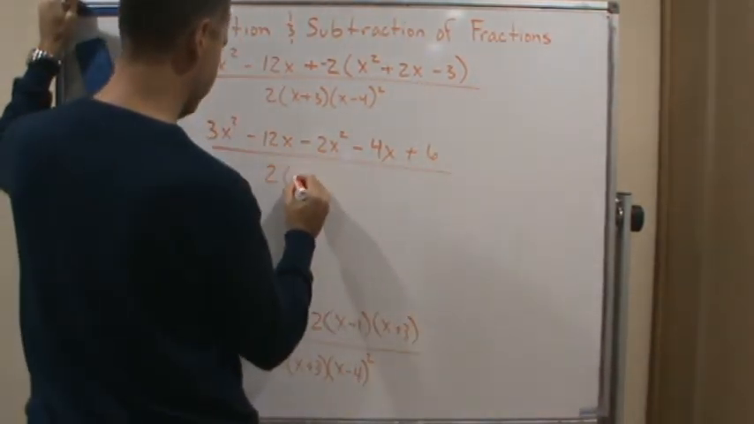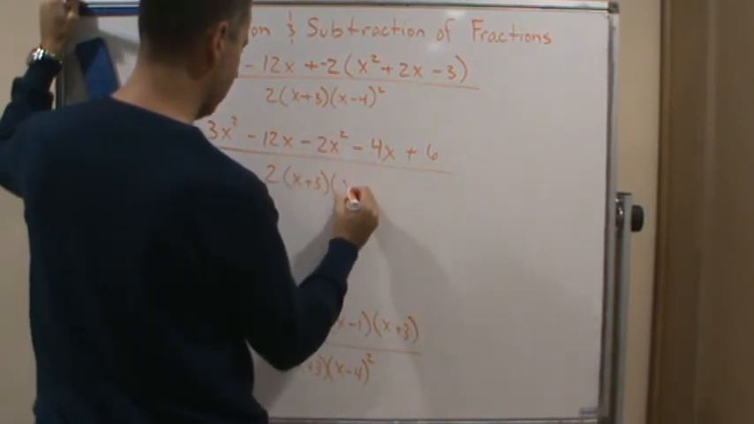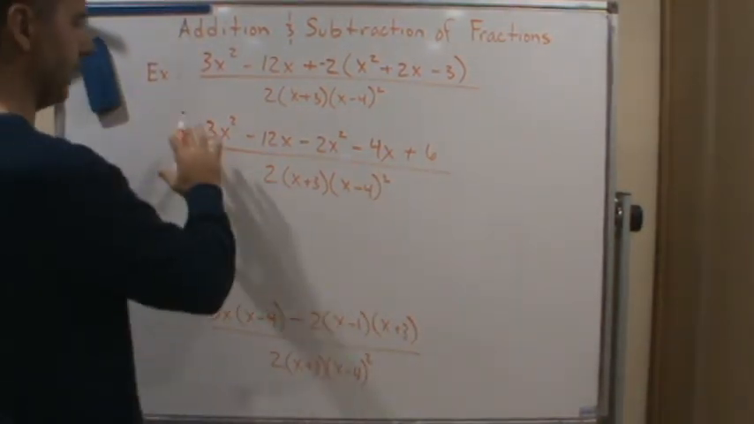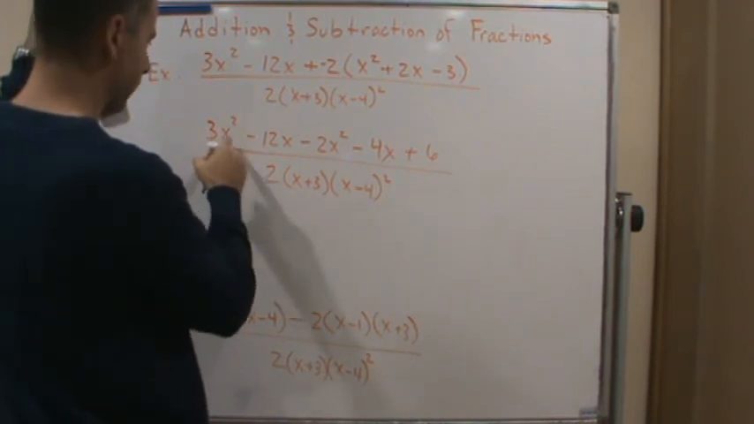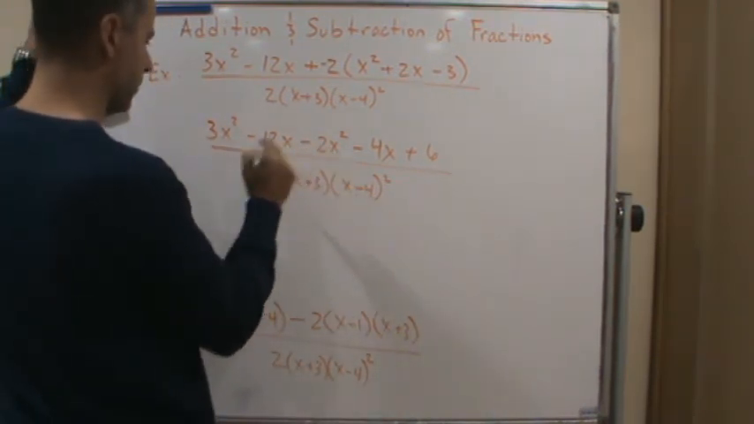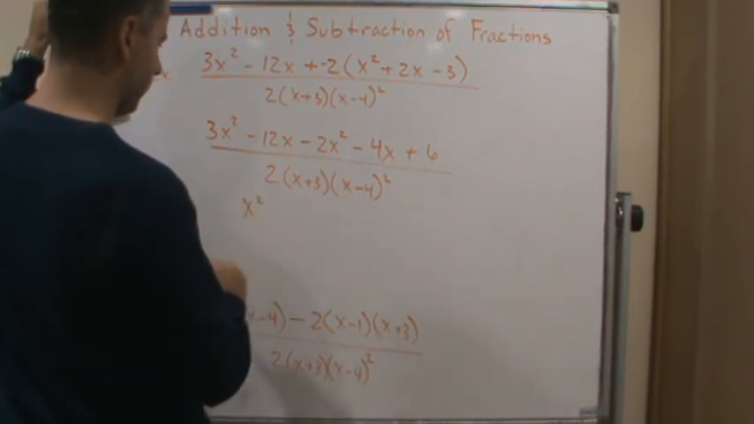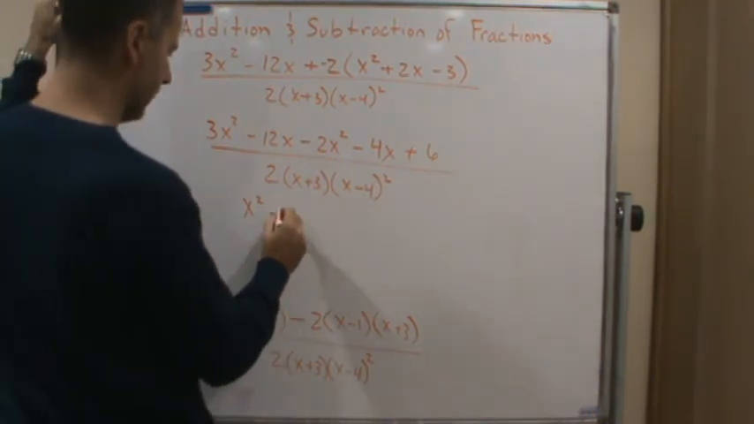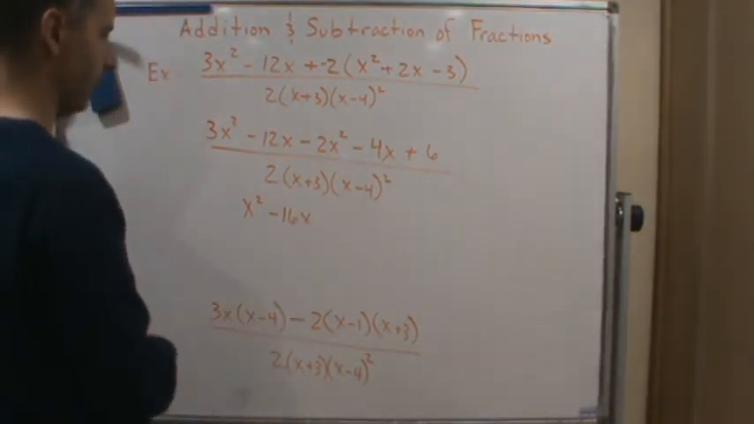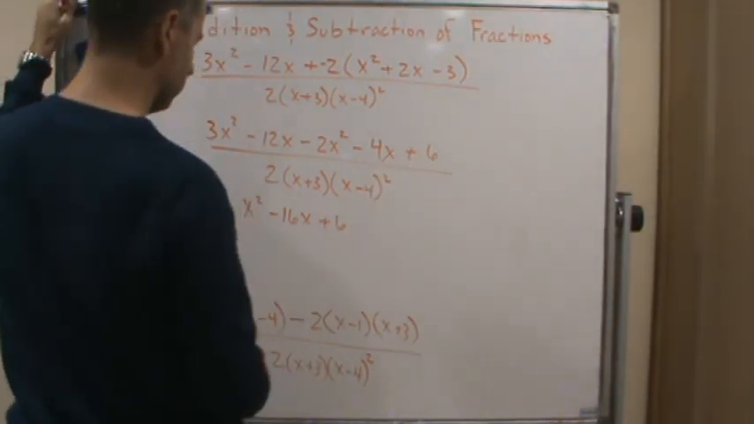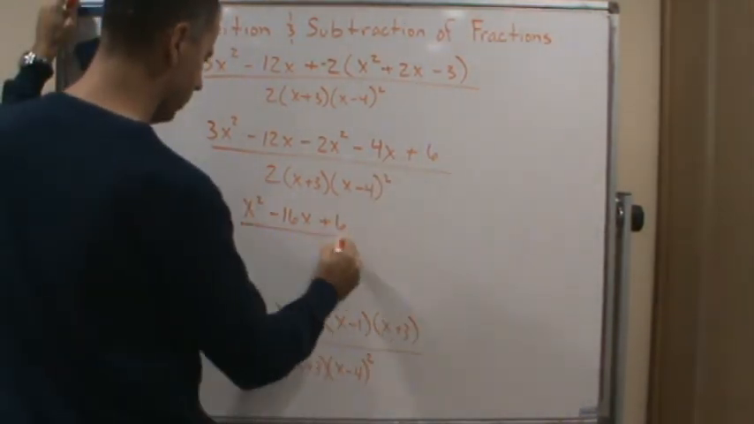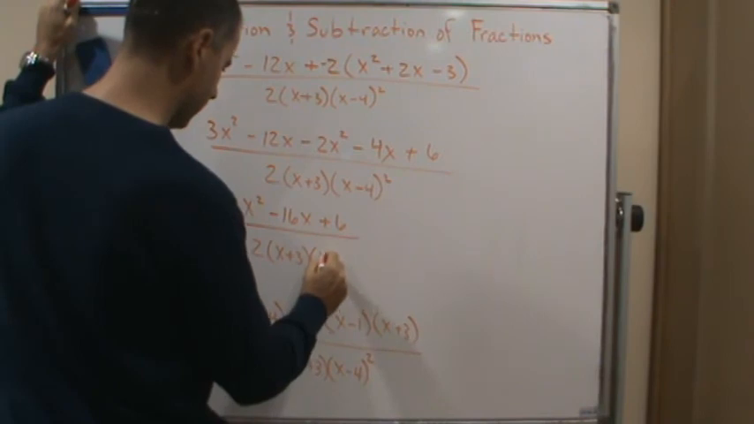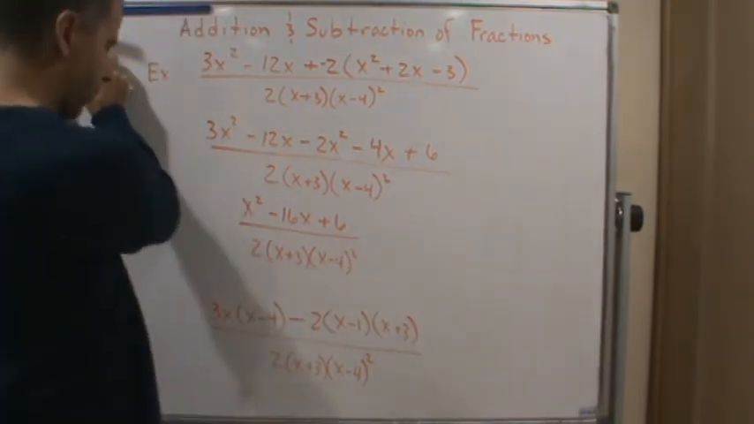And again, I'm just going to carry the denominator down. Now I'm going to combine like terms up in the numerator. So 3x squared minus 2x squared gives me an x squared. And then I've got minus 12x minus 4x, which gives me a minus 16x. And then I've got a plus 6. All over 2 times (x plus 3) times (x minus 4) squared.